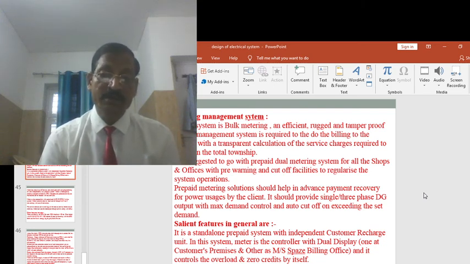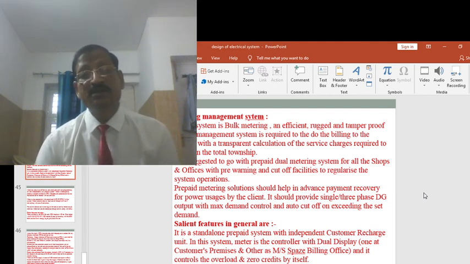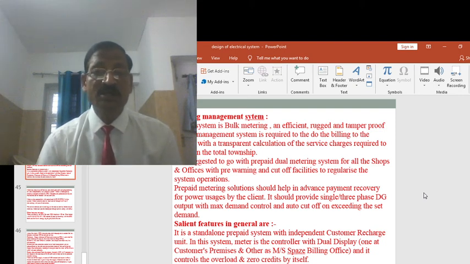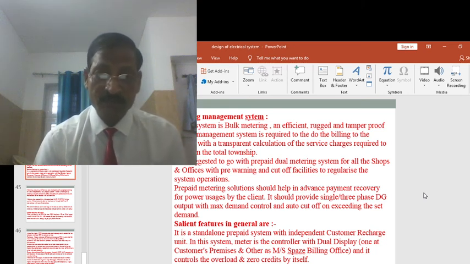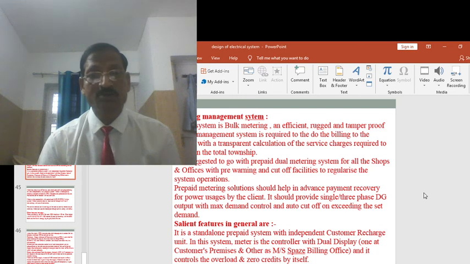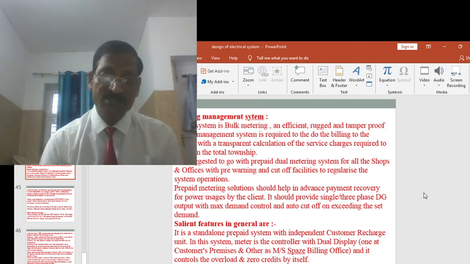Nowadays we are using the prepaid metering system, in which your tenant can recharge, for example, for 500 rupees. So as soon as it uses the electricity, it shows the consumption, and the amount automatically goes down. It will give an alarm when there is a 100 rupees balance. It will give the alert so that the customer can deposit and recharge it.